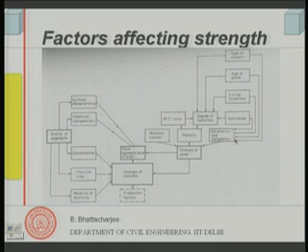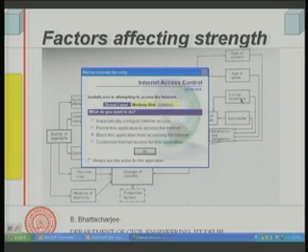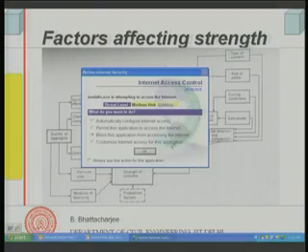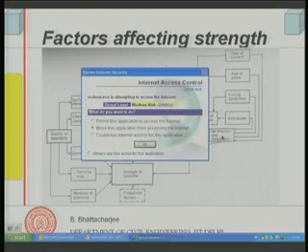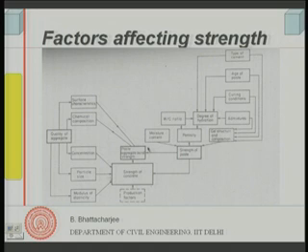So, type of cement, age of the paste, curing condition and admixtures all govern the gel structure and its composition, the structure of the C-S-H gel that we mentioned, and this in turn controls the strength of the paste.